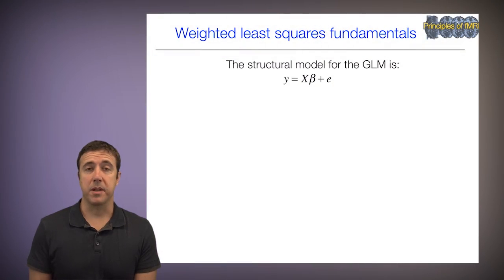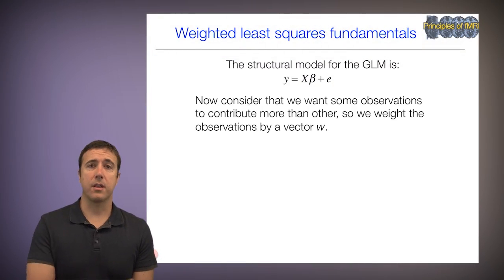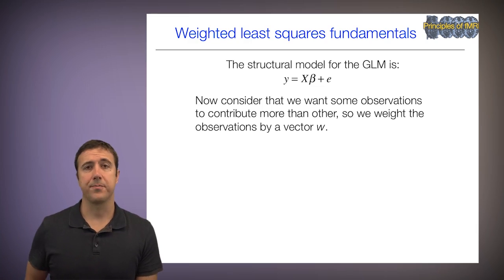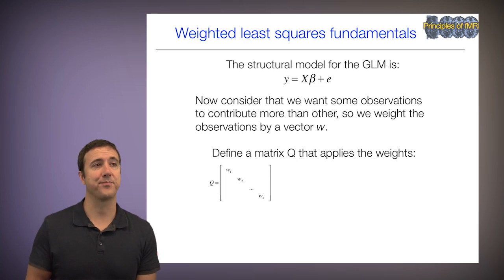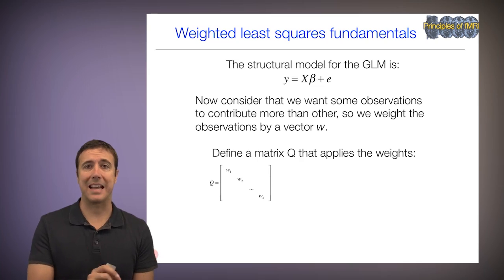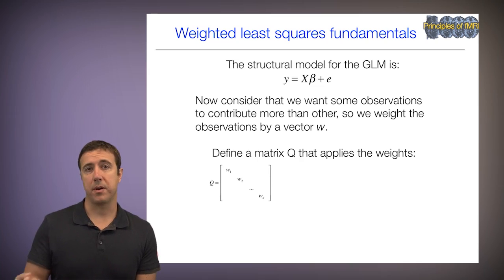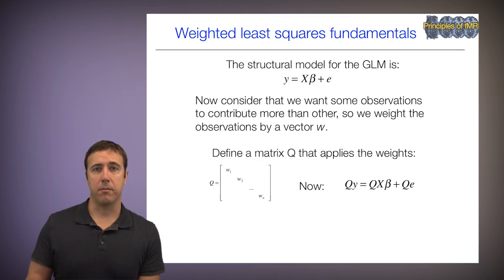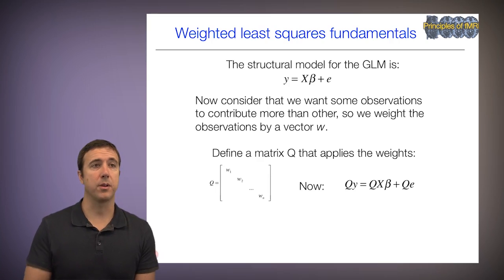That's a problem. So the structural model for the general linear model, to review, is y equals X times beta plus error, in matrix form. And now let's consider that we want to weight some observations more than others. So let's come up with a vector w, which has weights for every observation. Let's define a matrix Q then, which is a diagonal matrix that applies those weights when you multiply it by a data vector. So there's Q with the weights in the diagonal. And now we're just going to multiply each part of that structural model equation by Q. So Qy equals QX times beta plus Q times error.